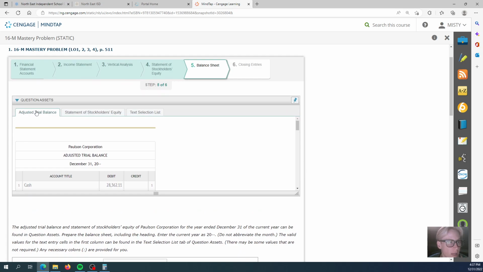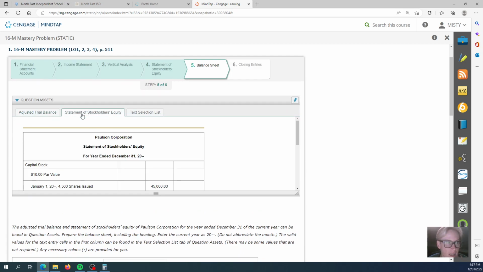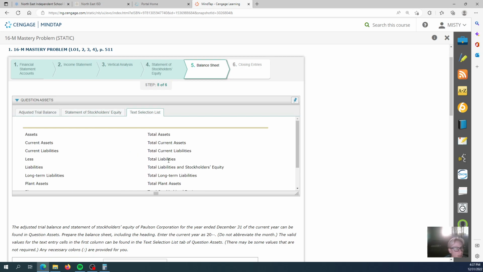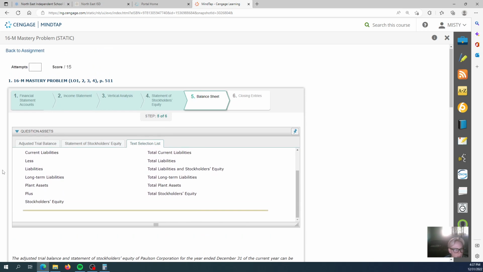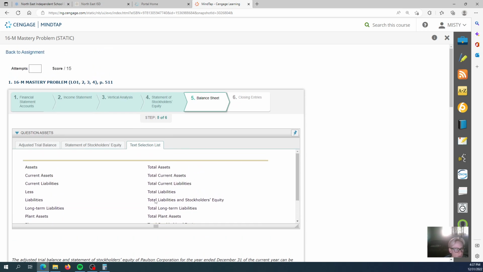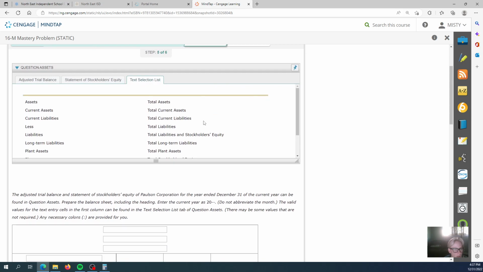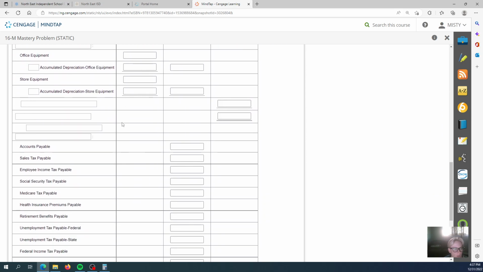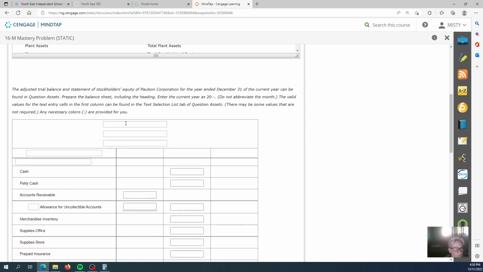Okay, if we look up here, we have our adjusted trial balance, statement of stockholders' equity, and let's see, a text selection list. Okay. So these are all of the categories that go on this balance sheet here. We're gonna fill them all in. Woohoo! Okay, first thing. Let's start with the name of the corporation.